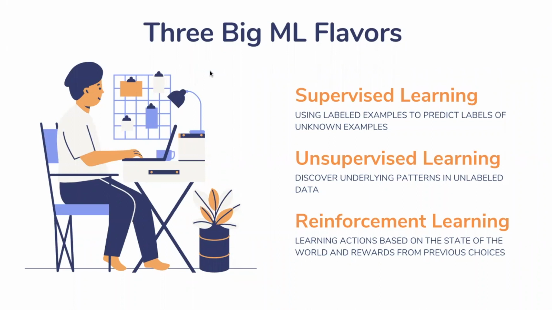And thirdly, we have something called reinforcement learning. Reinforcement learning is basically learning actions based on the state of the world and rewards from previous choices. Here you're looking at data from past choices that you've made in order to inform future choices that you would like to make as well. At a high level, these are three important and common machine learning methods that you will most likely run into.